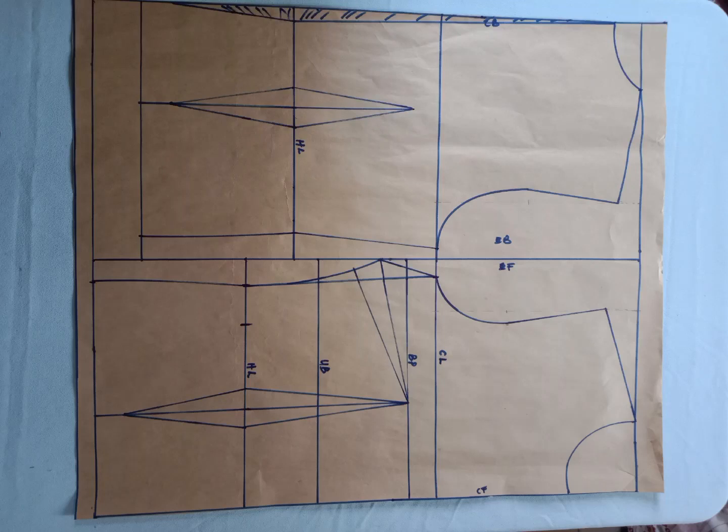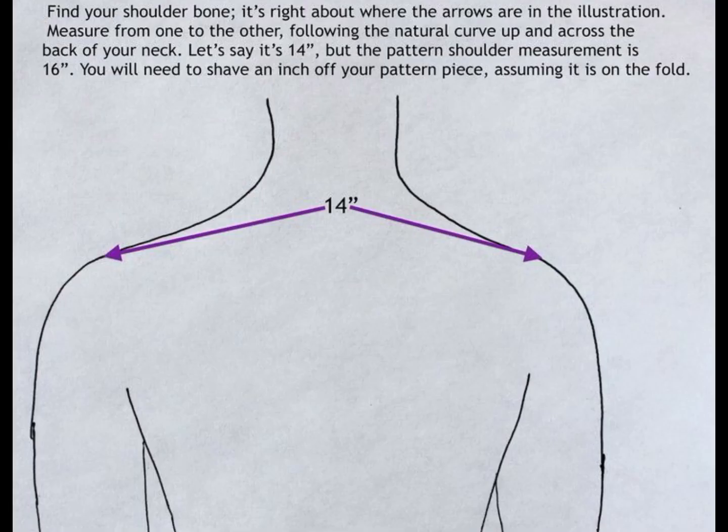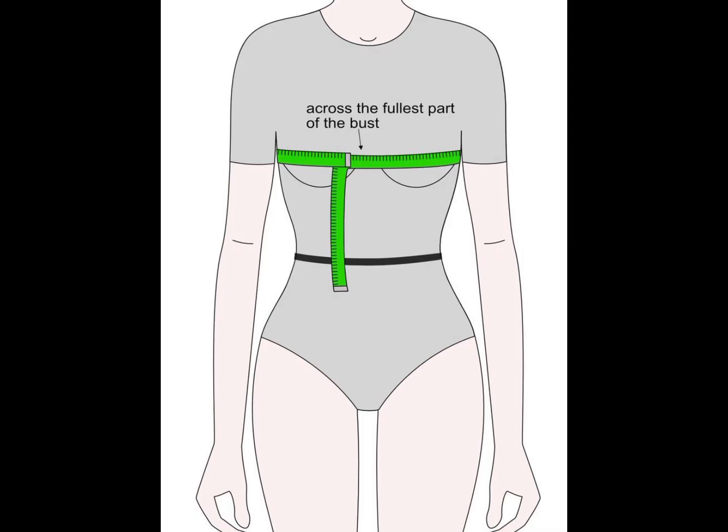In today's tutorial, we'll be learning how to draft a basic bodice block. So I'll be showing you how to take the measurements for this pattern that we'll be drafting. For a shoulder measurement, you measure from one shoulder bone to another. For your bust measurement, just your bust circumference, round the fullest part of your bust.